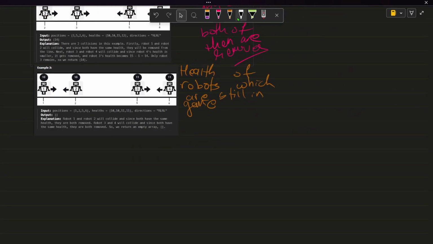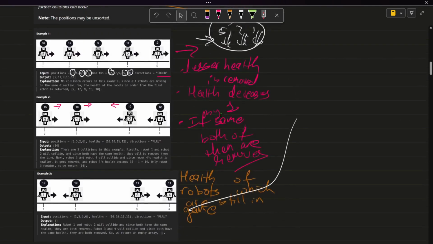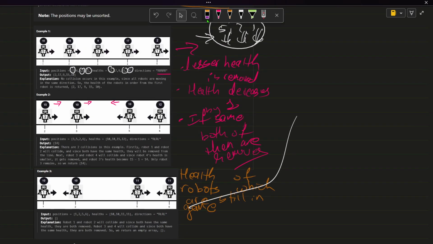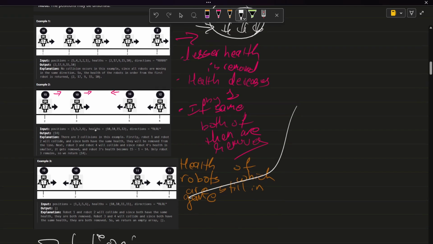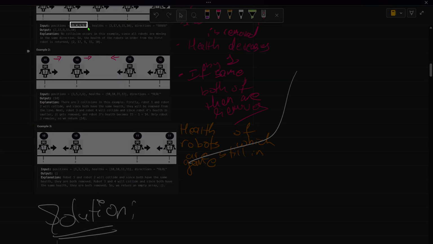So here we are done with the understanding of the problem. Let's directly move to the solution of it. See, initially in the first example, let's take this thing.